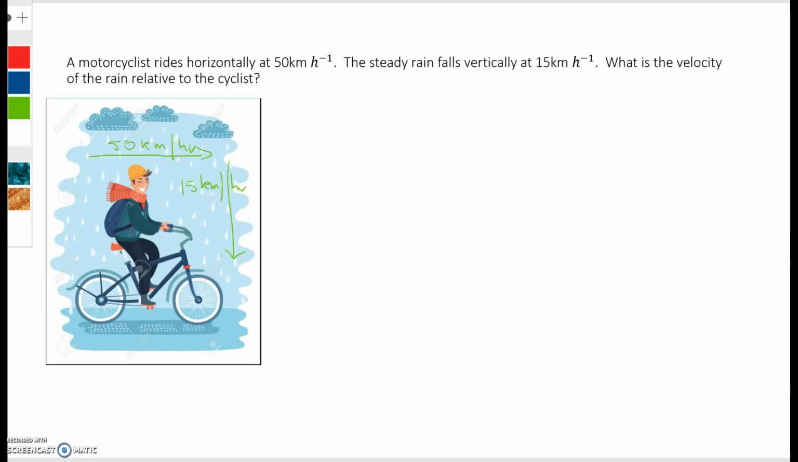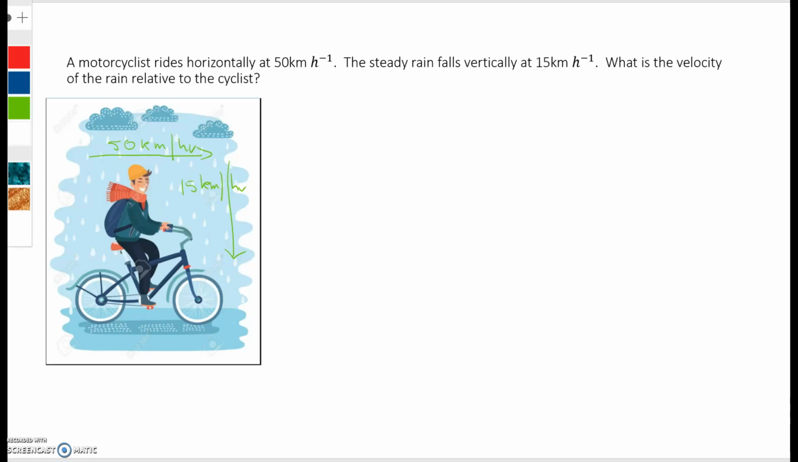Yet, obviously, if we're on a motorbike or even a push bike, experience tells us that relative to us on the bike, the rain would appear to be coming more towards our face than straight down. So we need to find the velocity of the rain relative to the motorcyclist. So we do this by subtracting the motorcyclist's velocity from the velocity of the rain.